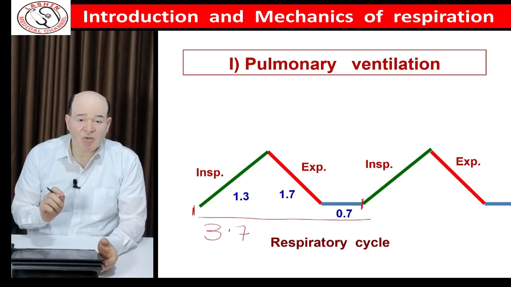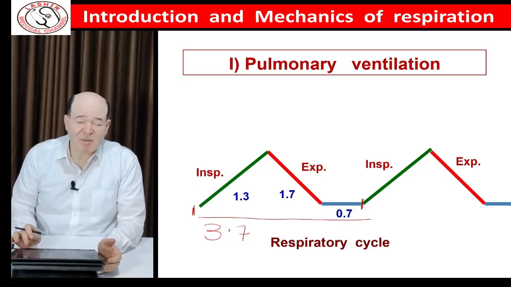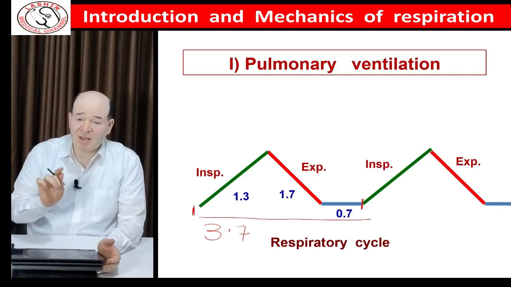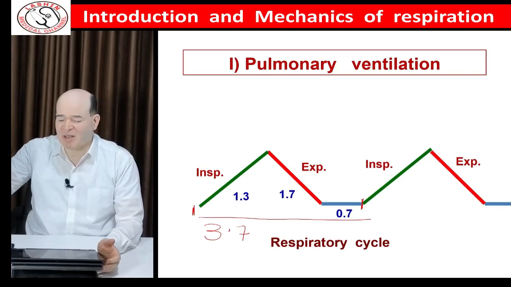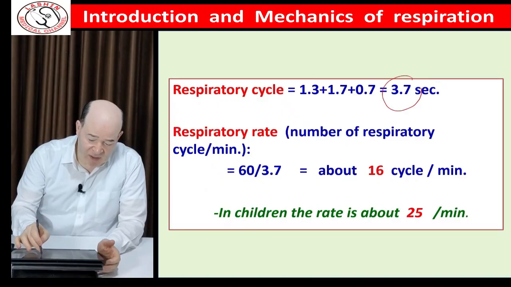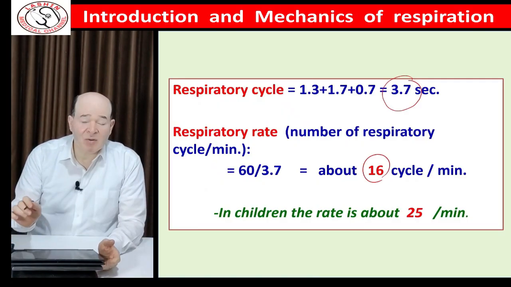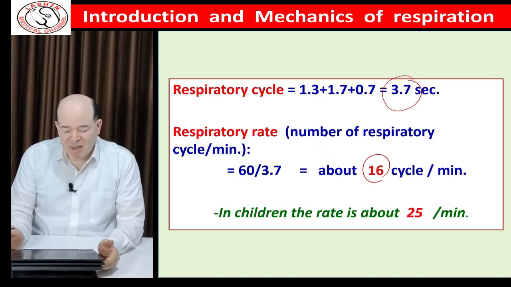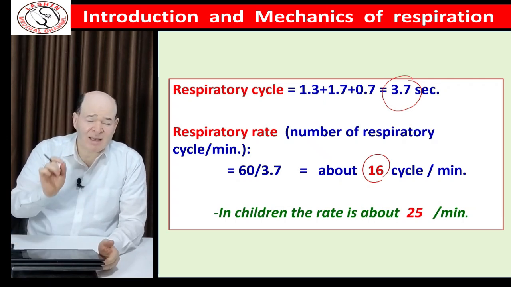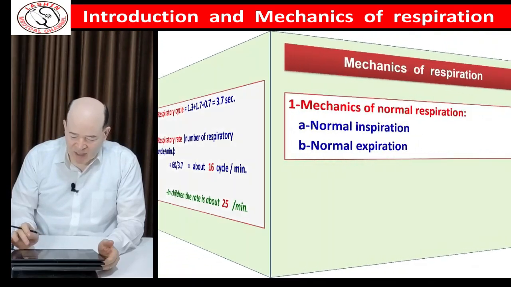Note that during rapid breathing, the expiratory pause may be absent. So the respiration will be inspiration, expiration, inspiration, expiration, and so on. This is the normal duration of the respiratory cycle. In a minute, you can expect about 16 cycles per minute on average, and this can normally increase to 25 per minute in children.